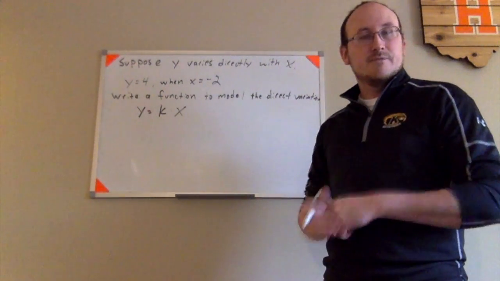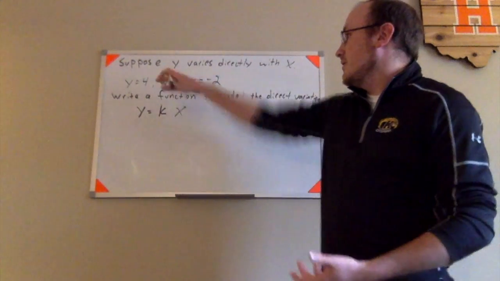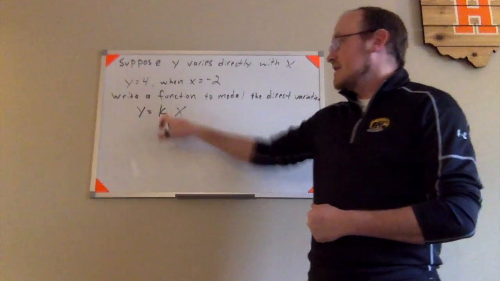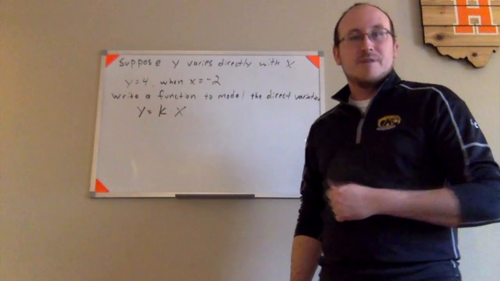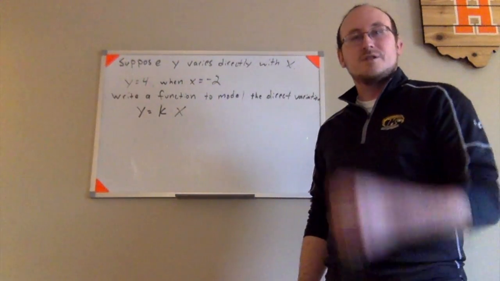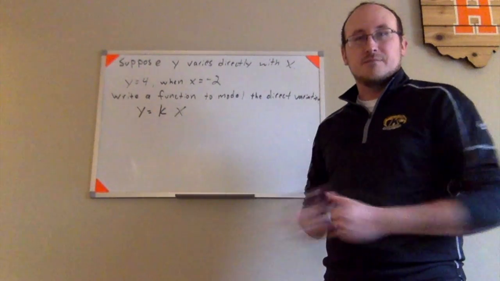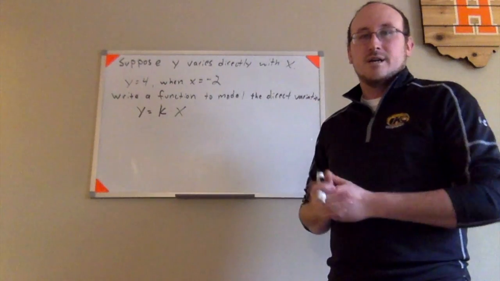Now we have to take our given information and go ahead and plug it in. We know that y is 4 when x is negative 2. Let's plug those in to find this value of k. Once we have that value of k, then we can write the function that models this scenario, and then we can use that function to figure out some different values of either x or y from it.